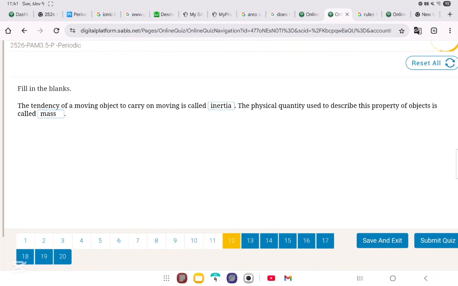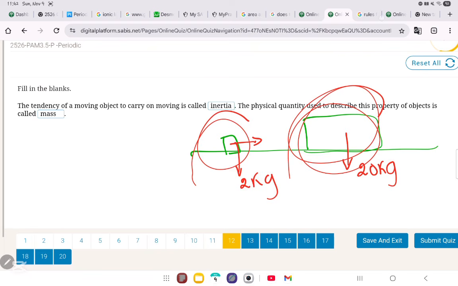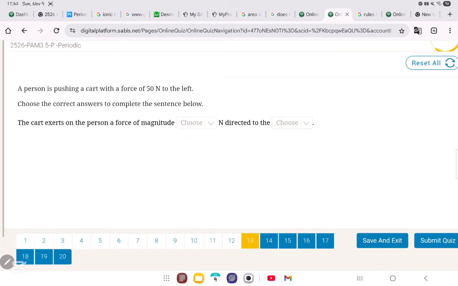Now, of course, if you want to define it in another way, mass is how much inertia an object has. This is another way to define it. What does this statement mean? It means if I have an object and I have a heavier object, both on the same surface, is it easier for me to move this object, which weighs 2 kg, or this object, which weighs 20 kg? For sure, it's going to be easier for me to move the 2 kg object than the 20 kg. So the more mass, the more inertia it has, meaning the greater force it needs to get out of inertia. We move on to question number 13.